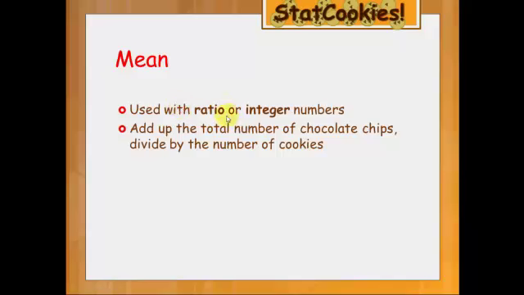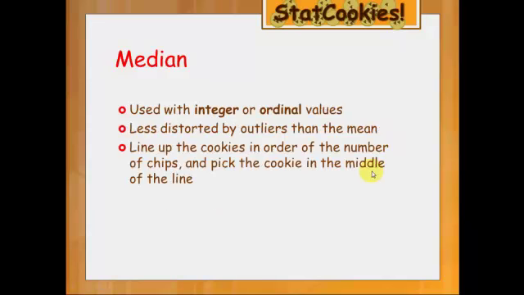The mean is used when we have ratio or integer numbers. These are numbers that can be divided. We're going to add up the total number of chocolate chips in all of our cookies, divide by the number of cookies, 5 in this case, and that gives us 6.6 chocolate chips per cookie. That's our mean value in this particular small sample of chocolate chip cookies.